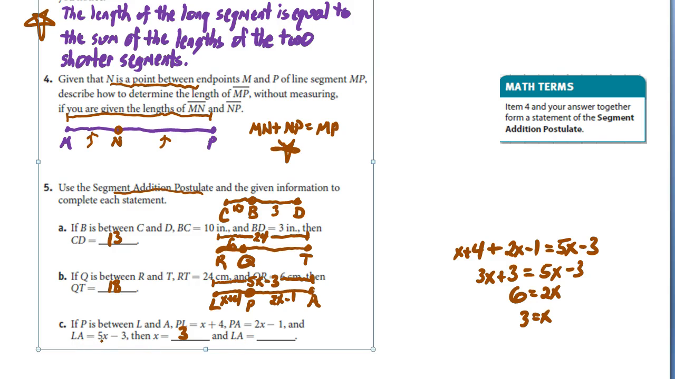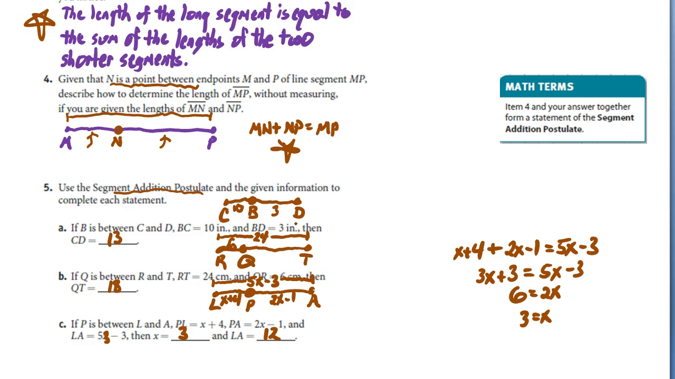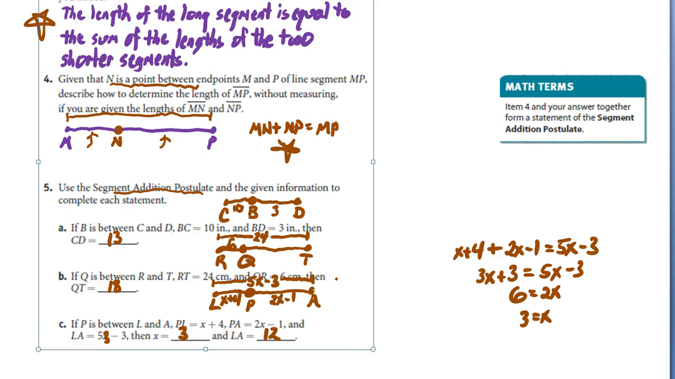So LA was the expression 5x minus 3. We now know that x is 3. So 5 times 3 is 15, minus 3 is 12. All of these problems, we used an idea called the segment addition postulate.